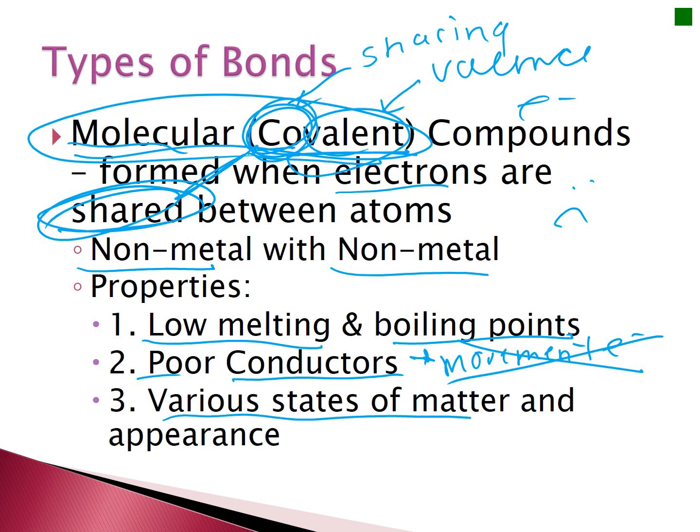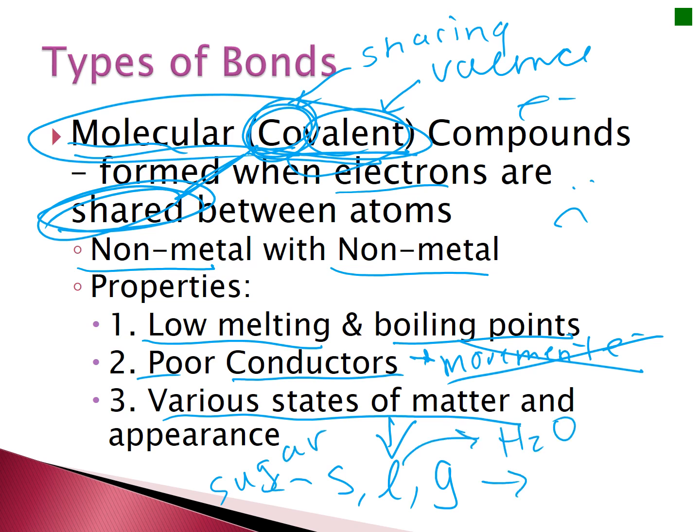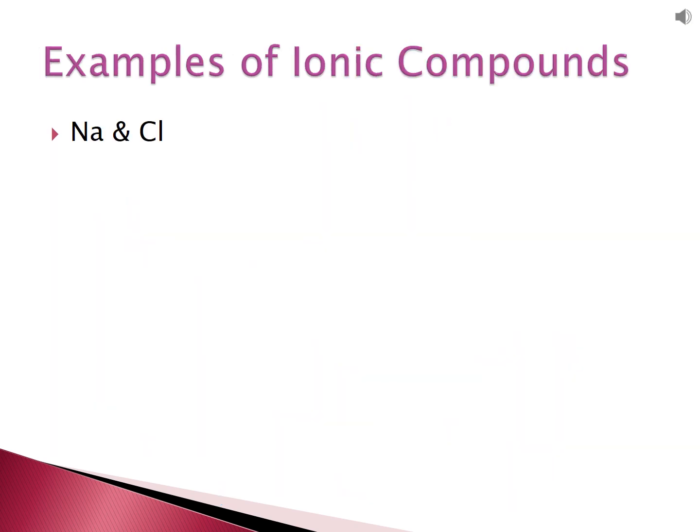And you can see them in various states of matter. You have solids, liquids, and gases in appearance. An example for a solid would be sugar, for a liquid, water, and for a gas, carbon dioxide. They are all covalent compounds, but they have extremely different appearances. Whereas ionic compounds, because they have that extremely high melting point, are almost all solids at room temperature.